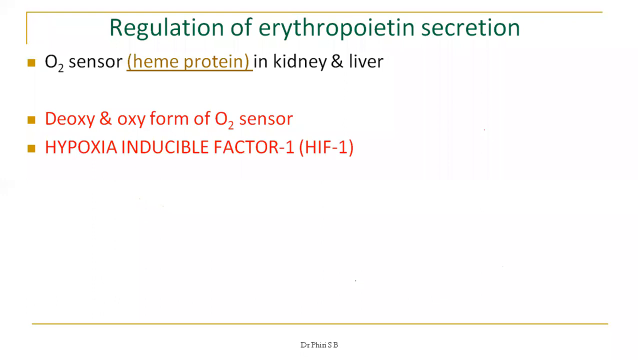Then you also have factors like the hypoxia inducible factor. This hypoxia inducible factor is also going to stimulate these cells to produce a lot of erythropoietin. So the hypoxia inducible factor is going to stimulate those cells for the production of a particular gene. This gene is called the erythropoietin gene. So you have a DNA that is developing because of these factors. They have stimulated those cells.